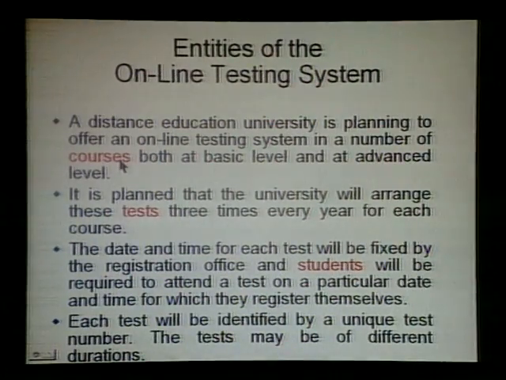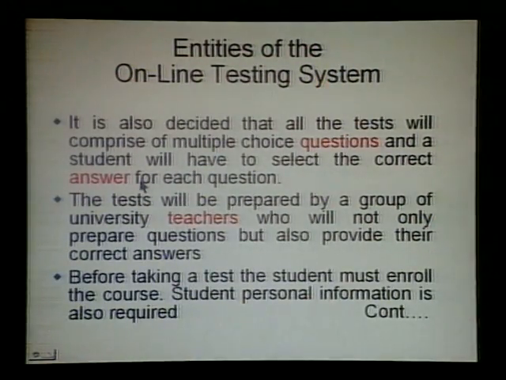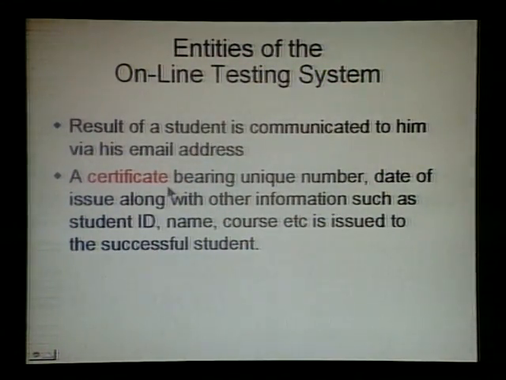The entities include course, test, student, question, answer, teacher, and student answer, and the certificate. Dear students, once we have identified the entities in our system, we look for the attributes of each entity and identify the primary key for each entity.